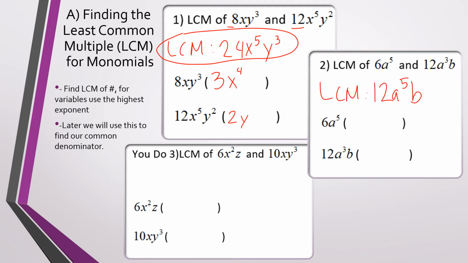So to get from 6 to 12, I need to multiply by 2. I don't need to do anything with the a's, but I do need a b, so I'm going to have to multiply by 2b. For the next one, my LCM is already at 12. I need 2 more a's, and I have a b, so I don't need to do anything there. Go ahead and pause it and take a minute to do number 3.